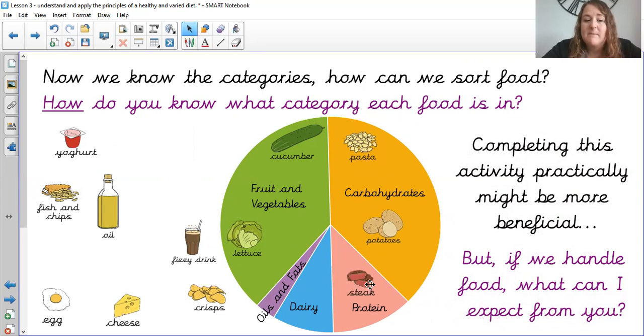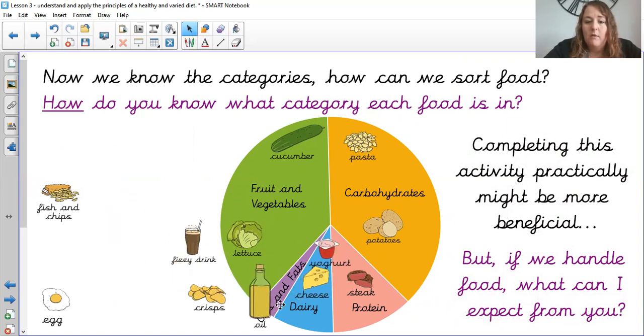My dairy, we've already spoken a little bit about. I'm going to put the cheese, milk, yogurt, things like that into there. And the last one, again, oil, and obviously lots of mine aren't fitting in, the fizzy drink, things like that. So mine aren't all fitting in there, but I've had a go at doing a few of them there.